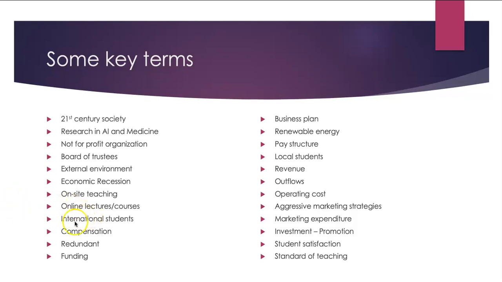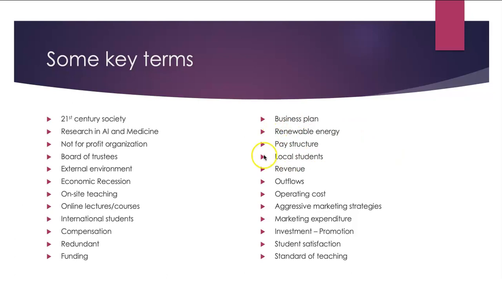International students were also affected here. Compensation, students were asking for compensation. They had a case of redundancy. However, they received funding from the government, and the funding that they received from the government helped in terms of, well, the idea was to work on the business plan that they had for the new academic year, looking at renewable energy. They also were looking at making some changes in the pay structure.